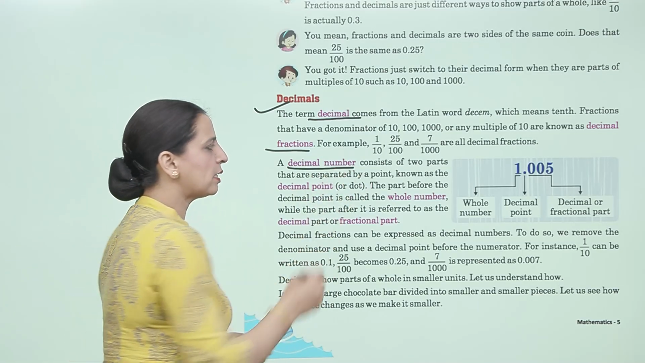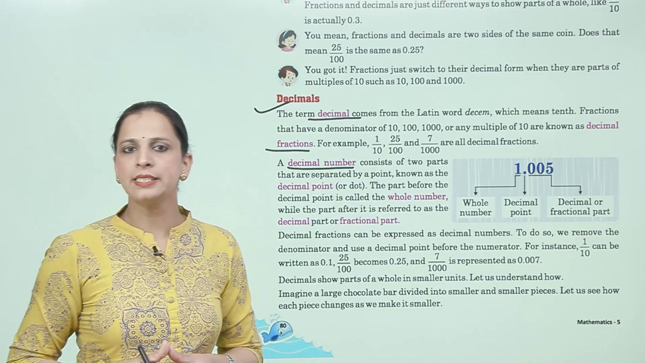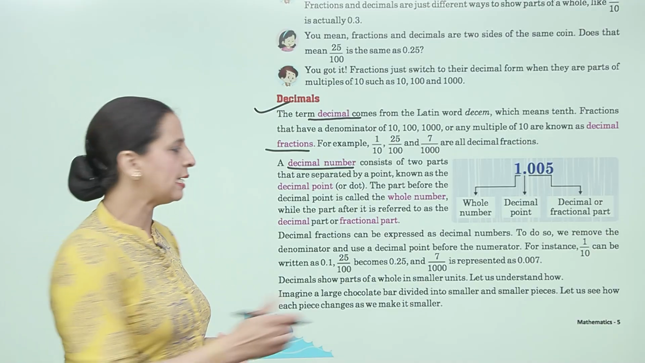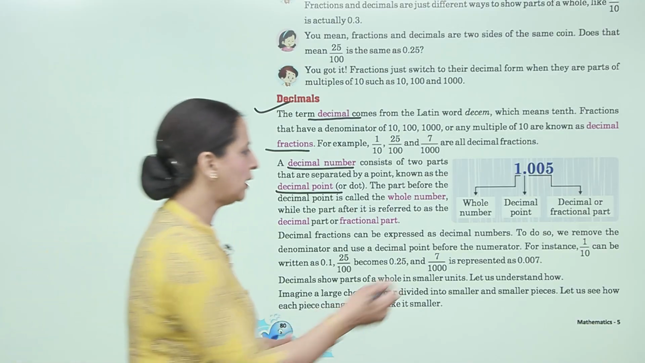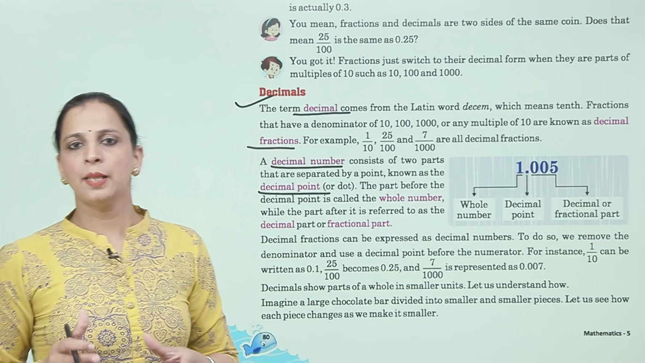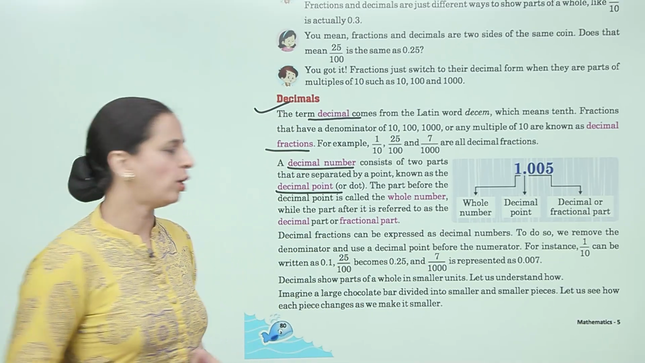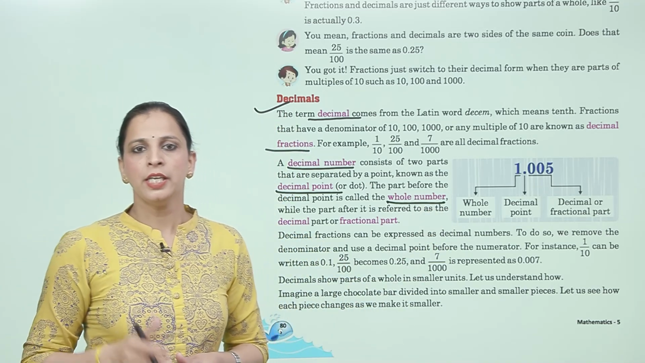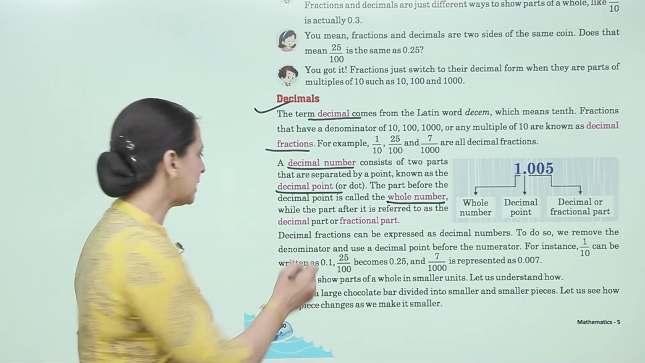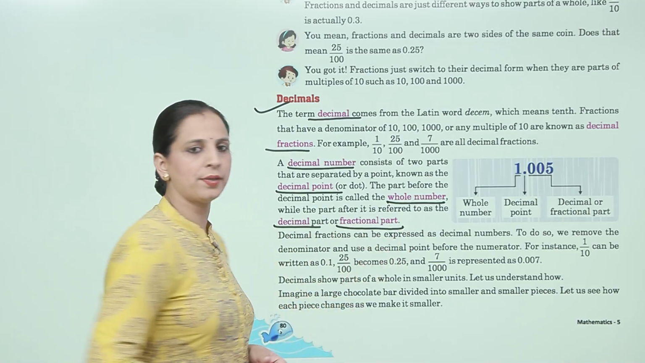A decimal number consists of two parts that are separated by a point known as the decimal point or dot. The part before the decimal point is called the whole number, while the part after it is referred to as the decimal part or fractional part.